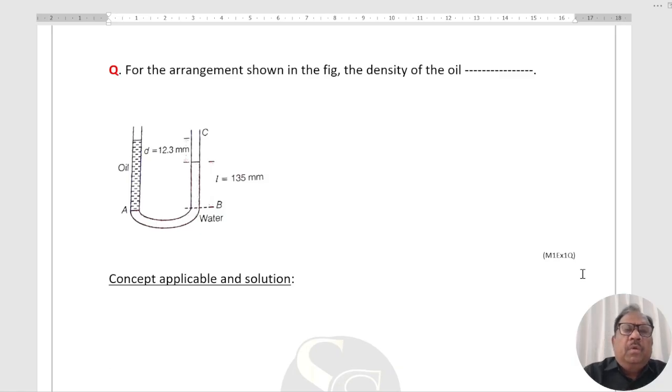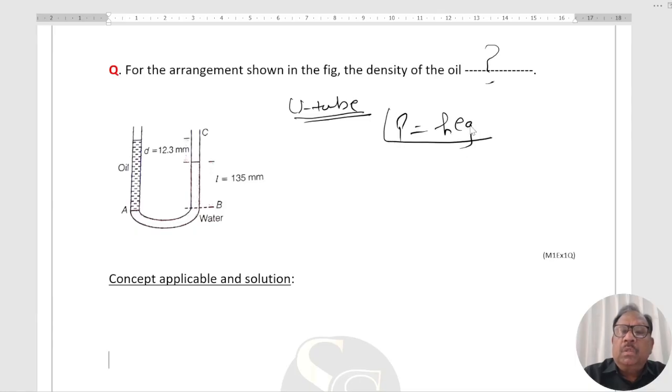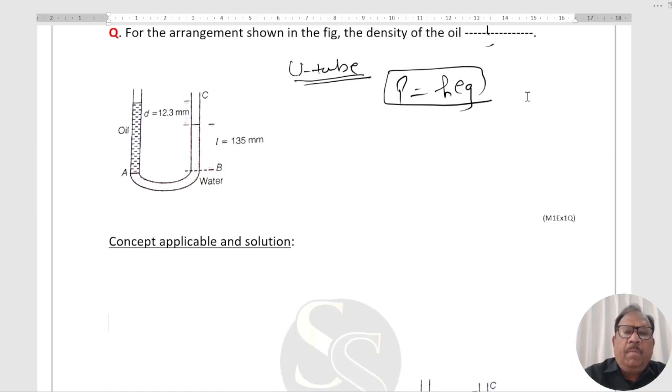Question is, for the arrangement shown in the figure, find the density of oil. Fill in the blanks. We have to fill in the blank here. Pressure due to height is given by H rho G. This is applicable. Pressure concept applicable.